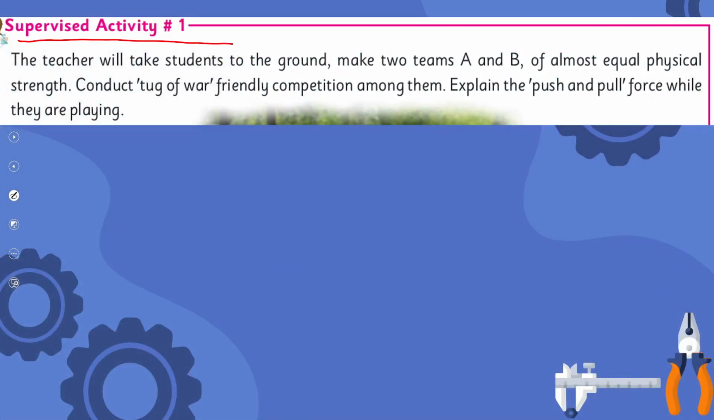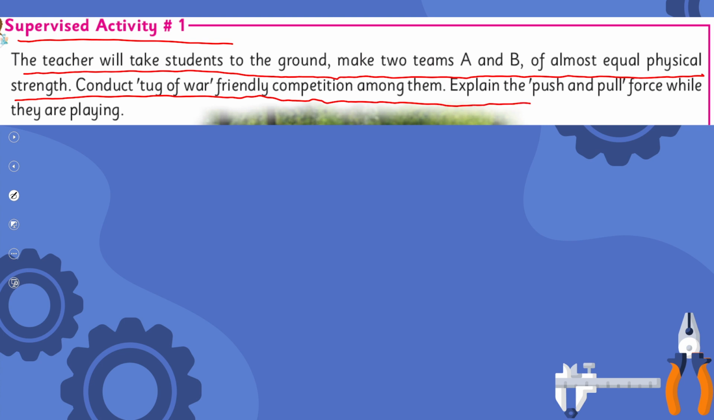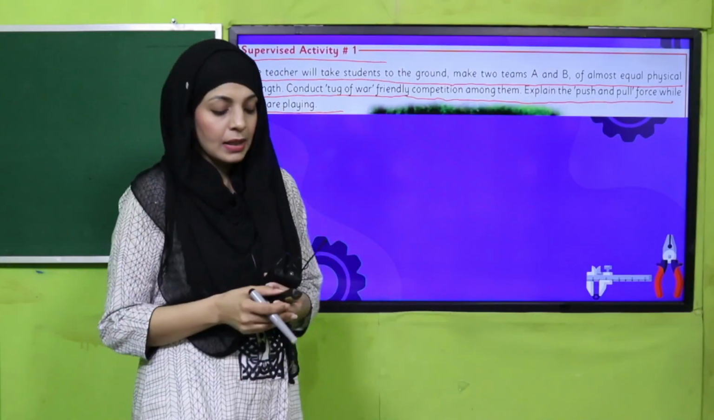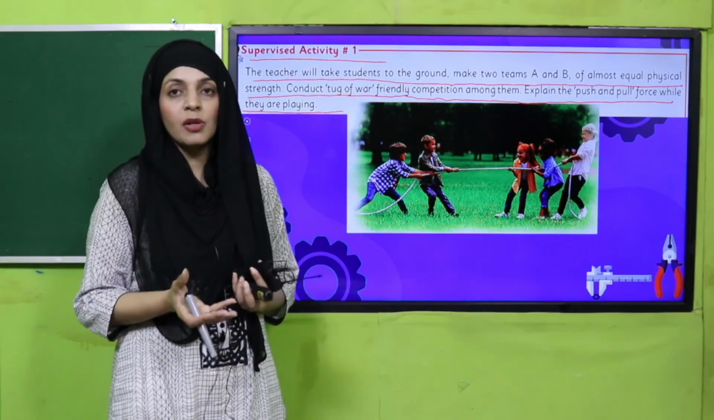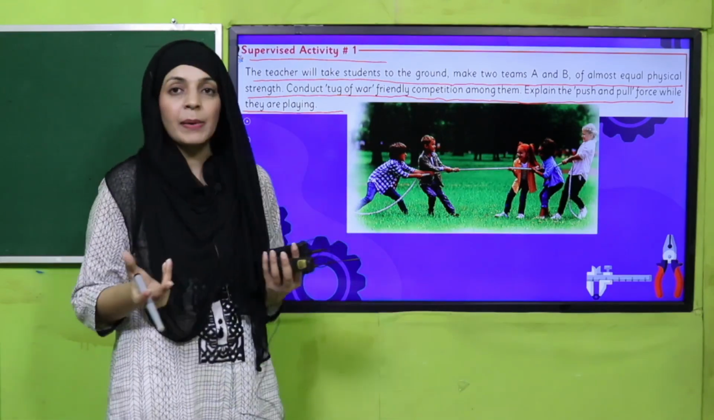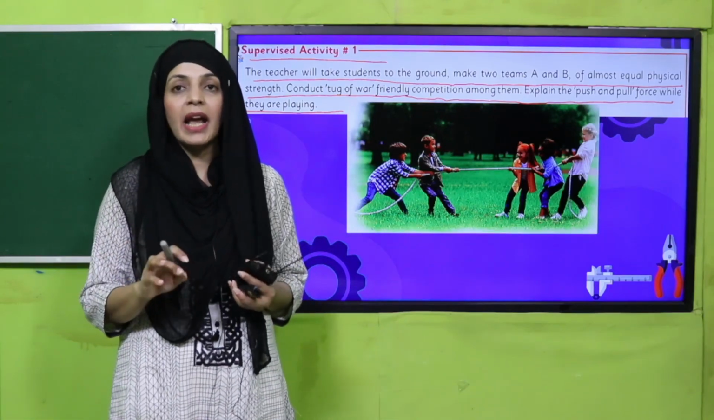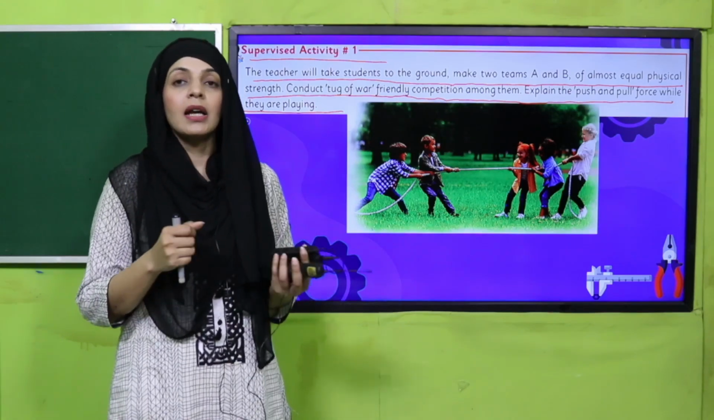So here's a supervised activity. The teacher will take students to the ground, make two teams A and B of almost equal physical strength, conduct tug of war, a friendly competition among them, and explain the push and pull force while they are applying force. So my dear students, अब आपको अपनी टीचर के साथ ग्राउंड में जाना है और वहाँ टग ऑफ वॉर करनी है, जिसे रस्साकशी भी कहा जाता है. आपको एक रस्सी आपकी टीचर प्रोवाइड करेंगी, दो टीम्स बनेंगी A एंड B और फिर बच्चों ने रस्साकशी करनी है.